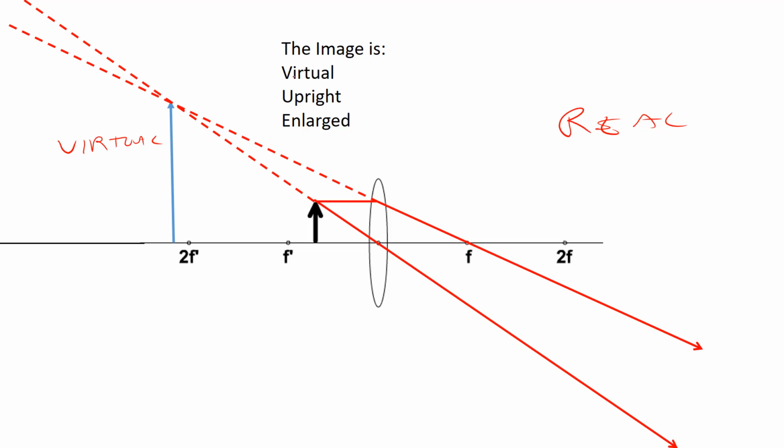If you just take a look at this lens right here, everything on the left side of it's virtual, everything on the right side is real, and it's virtual, it's upright, once again, always hand in hand, and it's enlarged because it's just bigger than the object. We just compare it to this object. Ignore the thickness, that's just the way I drew it. You just look at how tall it is. It's enlarged versus that object.